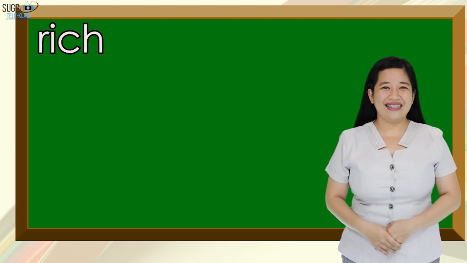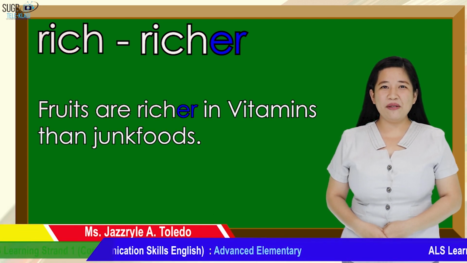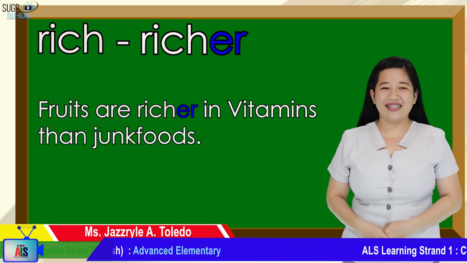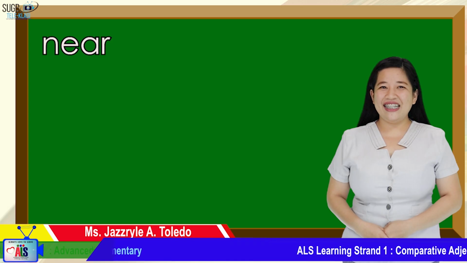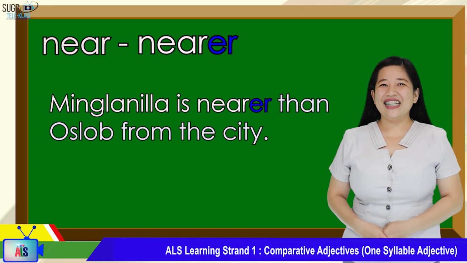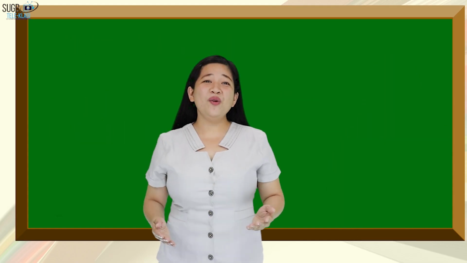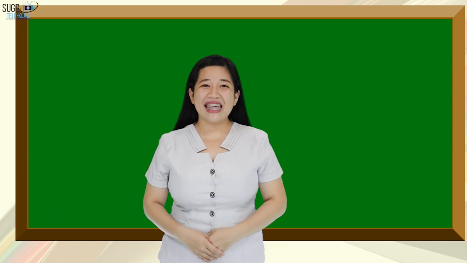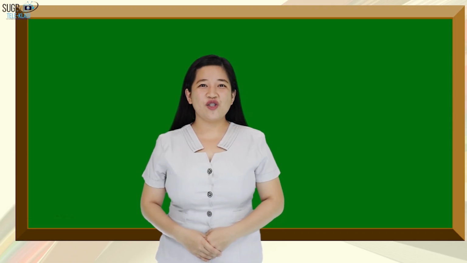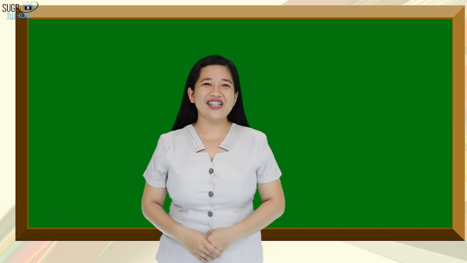Rich. Good job, richer. Fruits are richer in vitamins than junk foods. Near. Excellent! Nearer. Minglanilla is nearer than Oslo from the city. Wow! You are all incredibly awesome! This time, let's practice constructing comparative sentences using one-syllable adjective.